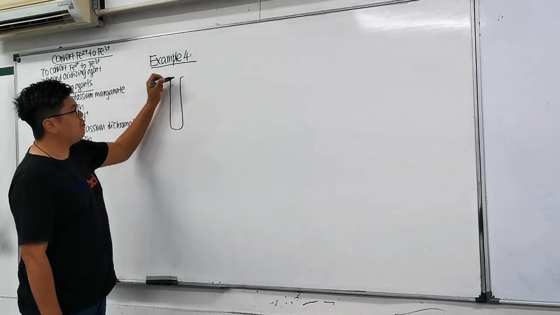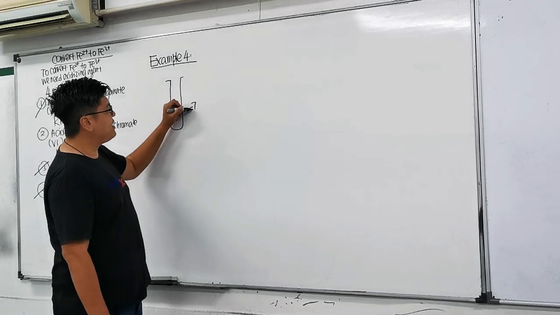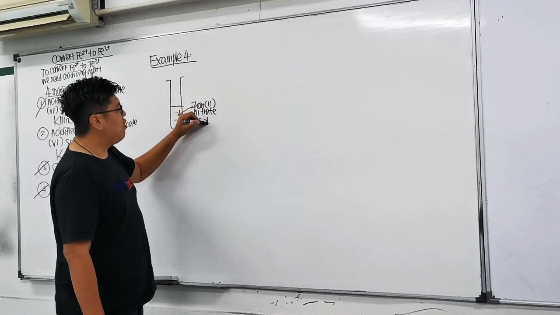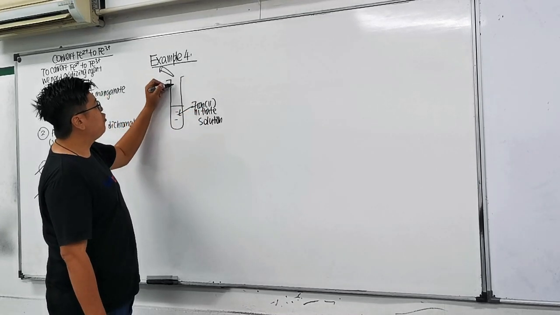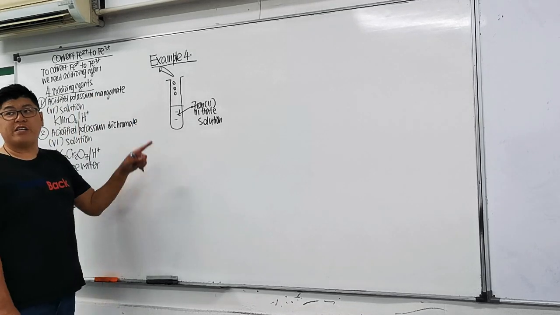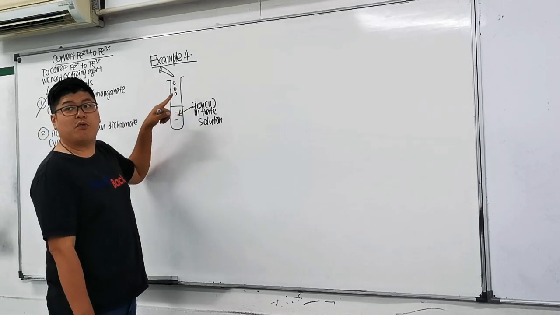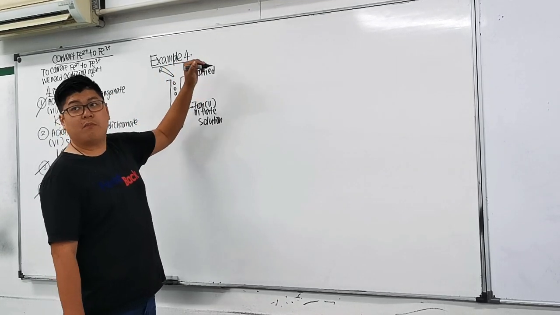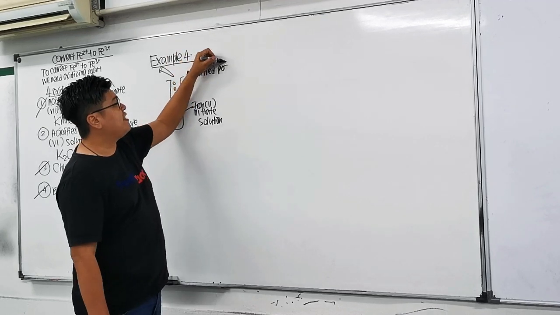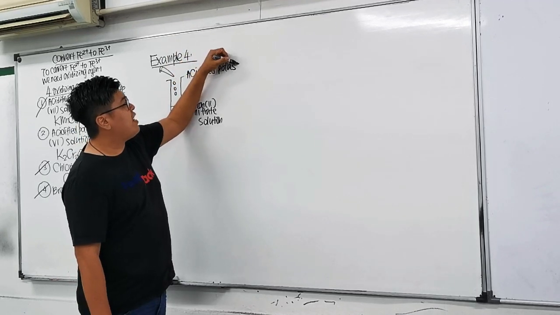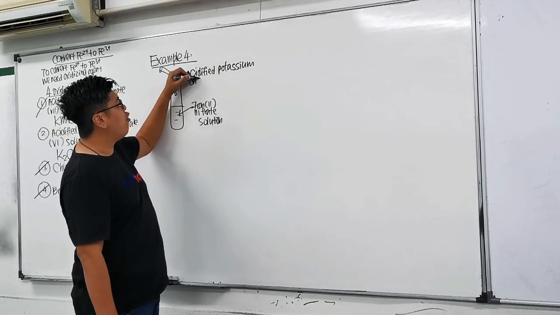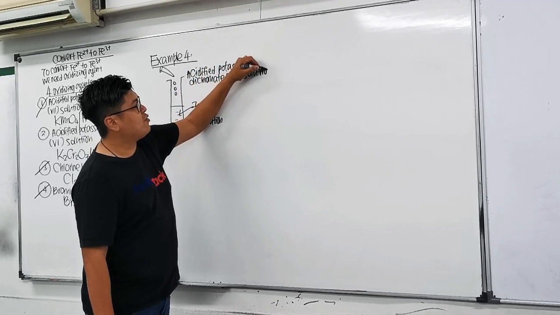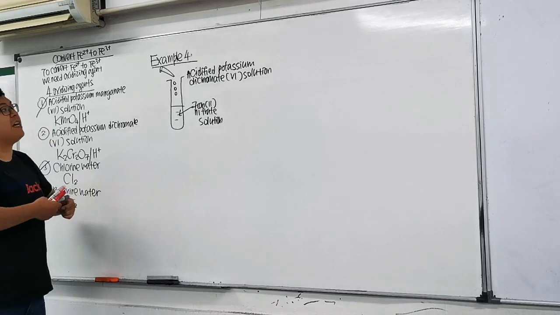We have a test tube. Our test tube has iron(II) nitrate solution. On top of it, you put in acidified potassium dichromate(VI) solution. Alright, so that's what we have. Now, let's do this together, guys.